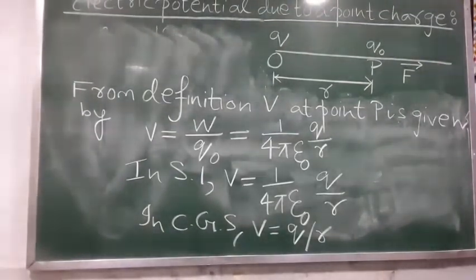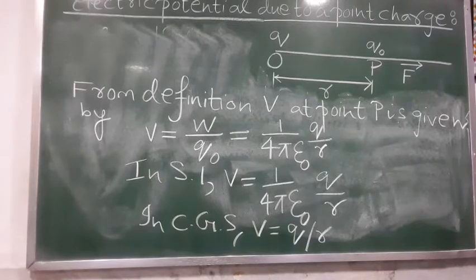So from definition, potential V at point P is given by V equals W by Q naught equals 1 by 4 pi epsilon naught Q by R. In SI system, V equals 1 by 4 pi epsilon naught Q by R, and in CGS system we have V equals Q by R. So the derivation is complete.